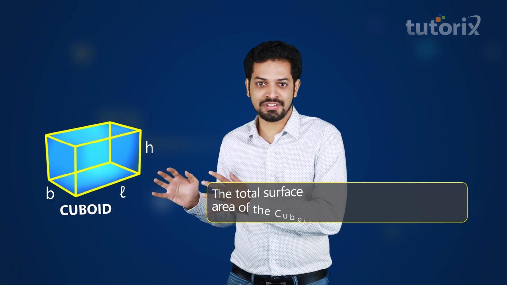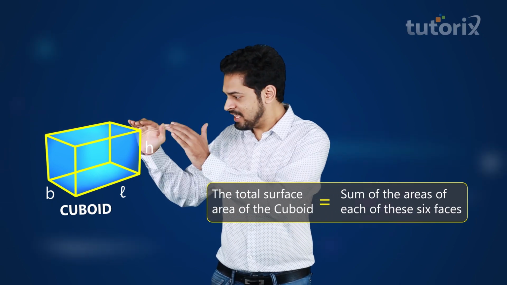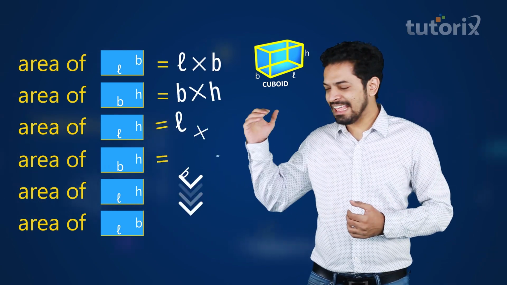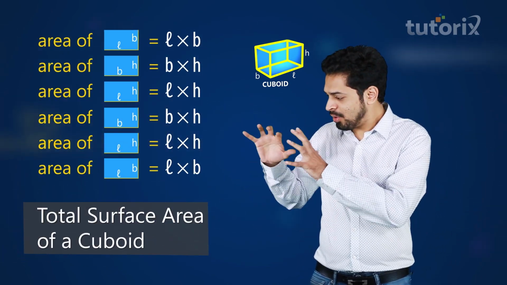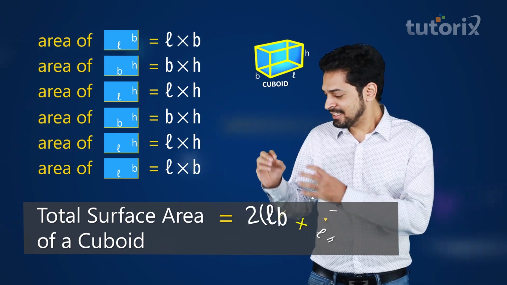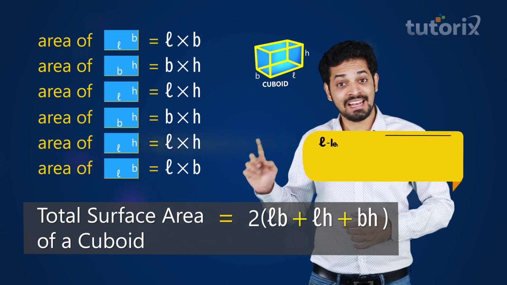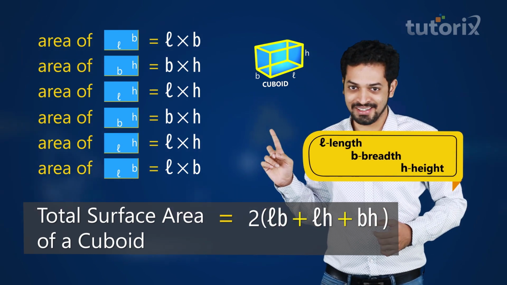Now the total surface area of a cuboid is nothing but the sum of the areas of each of the 6 faces, right? And the area of each face in a cuboid is nothing but the length into breadth of that particular face. So therefore, the total surface area of a cuboid is 2 into (LB plus LH plus BH), where L is the length, B is the breadth and H is the height of this cuboid.